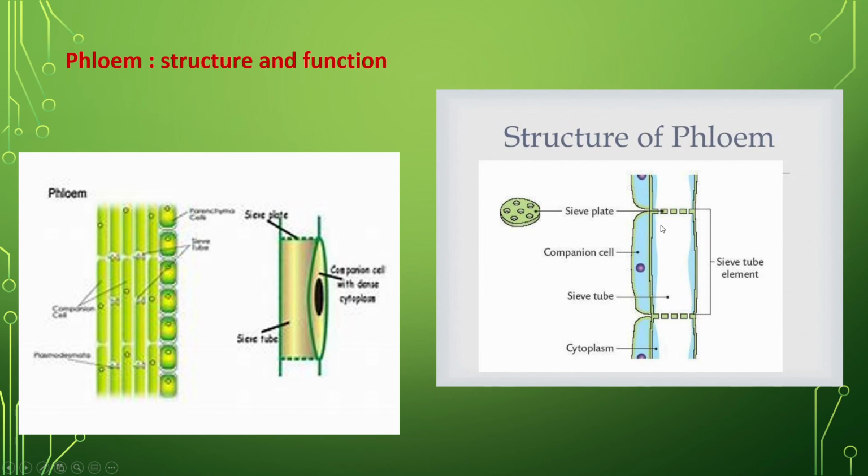And here you can see this is one sieve tube element and this is another sieve tube element, and in between these two sieve tubes there is a sieve plate. This sieve plate has some pore-like structures, and through these pores the food material can pass from one sieve tube to another sieve tube.